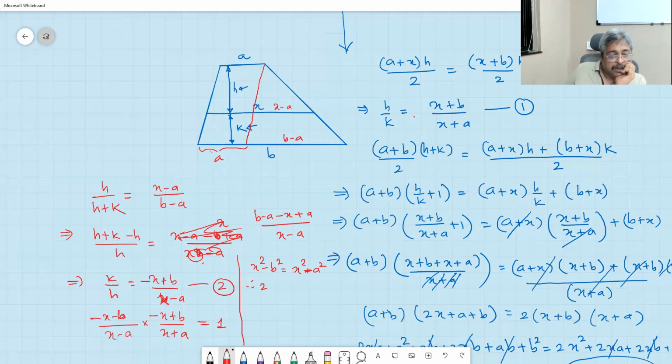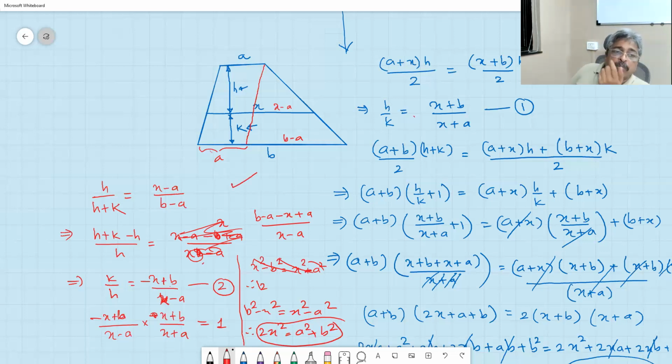Minus plus. That makes it b square minus x square is equal to x square minus a square. Therefore, 2x square is equal to a square plus b square. Very good. So instead of the second area, you used a similarity. Good. Third, who was telling the third one?